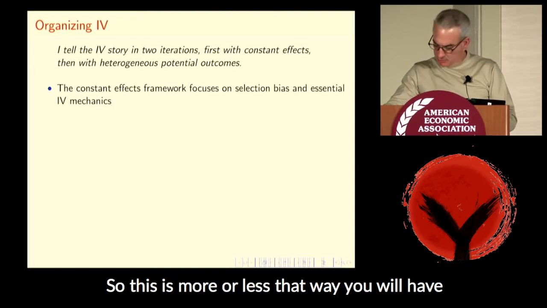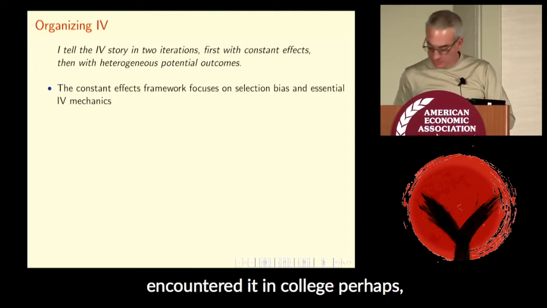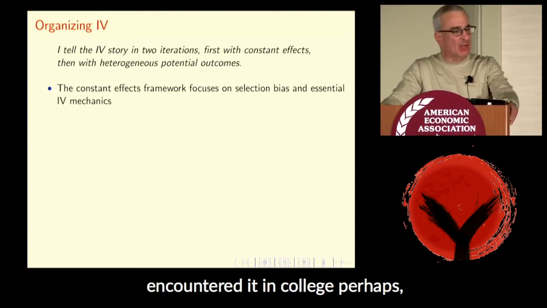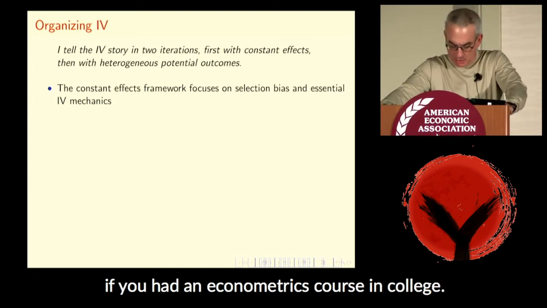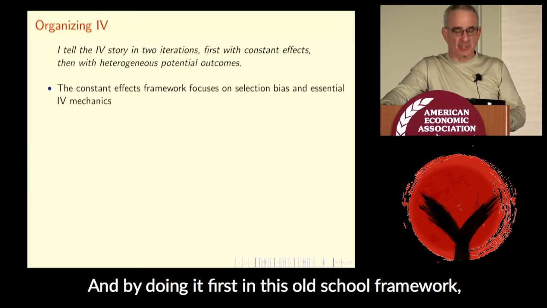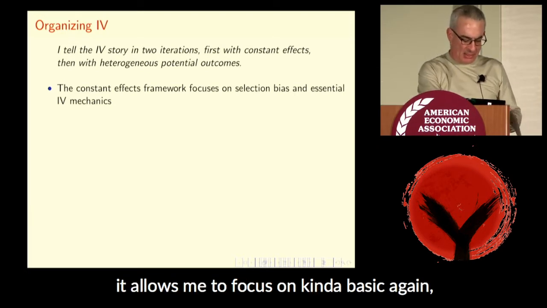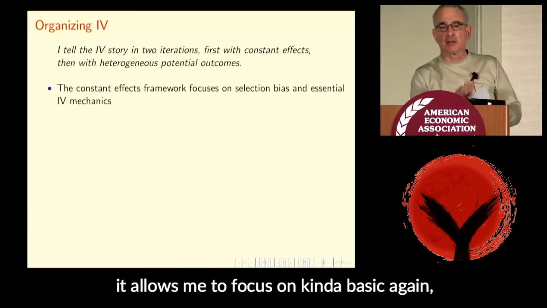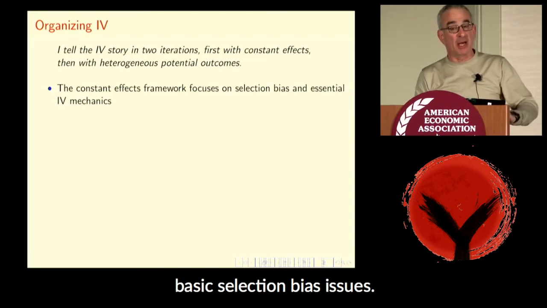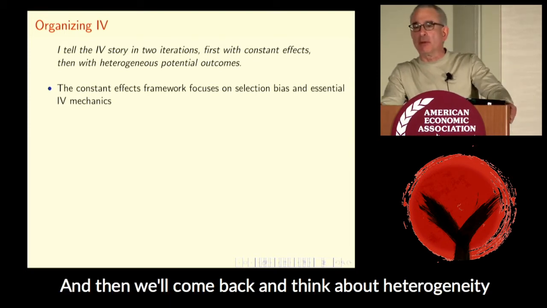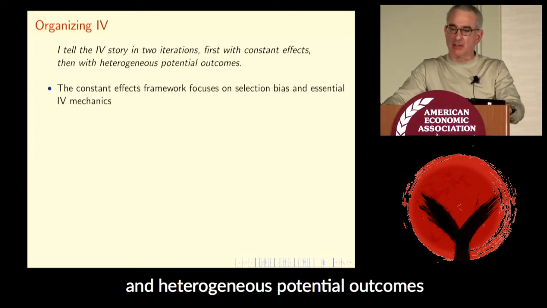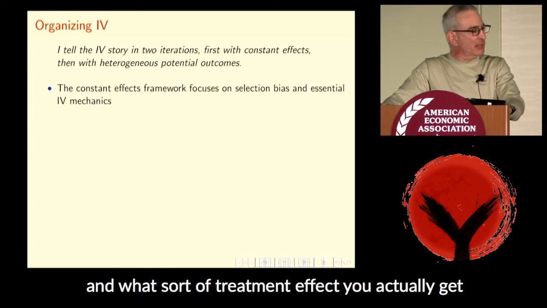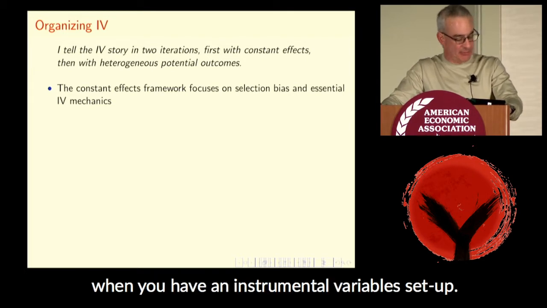So this is more or less the way you will have encountered it in college, perhaps, if you had an econometrics course in college. And by doing it first in this old school framework, it allows me to focus on basic selection bias issues. And then we'll come back and think about heterogeneity and heterogeneous potential outcomes and what sort of treatment effect you actually get when you have an instrumental variables set up.